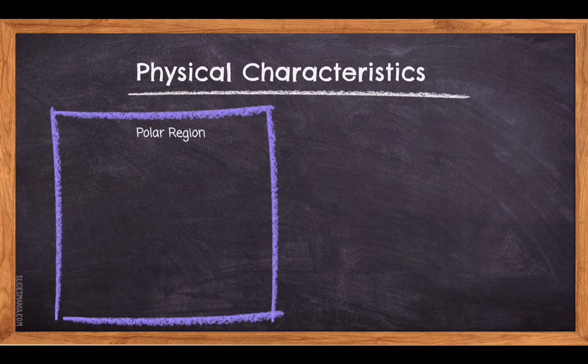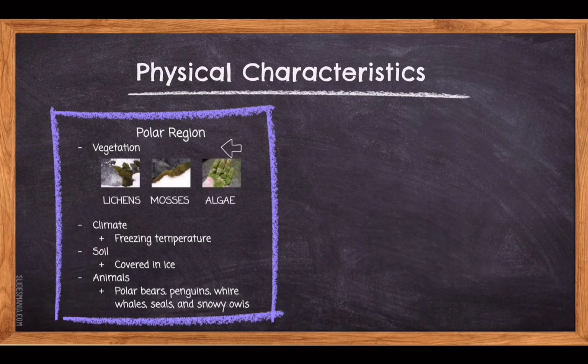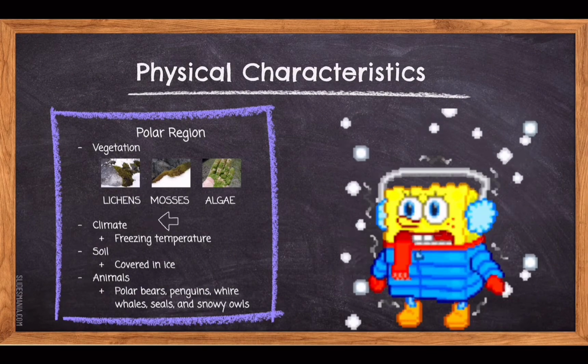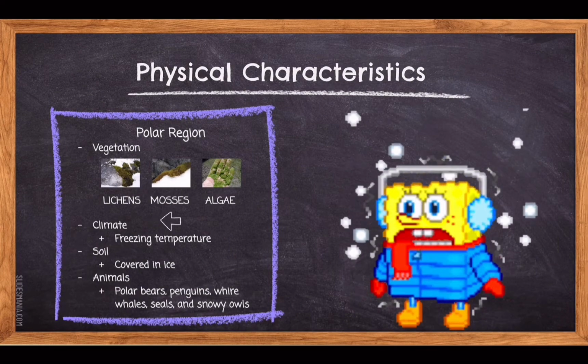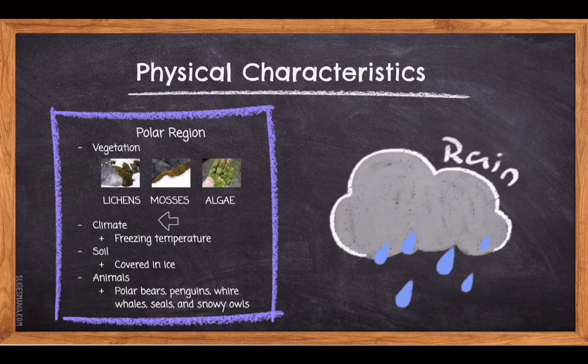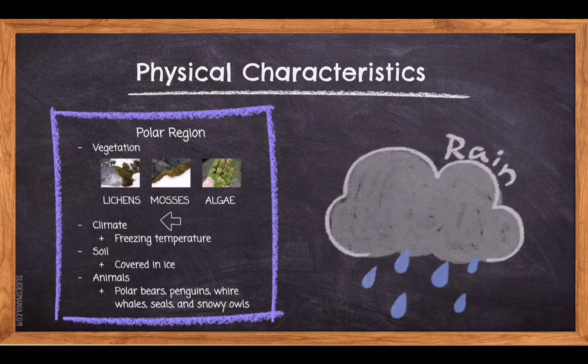And now let's get to the physical characteristics of the polar region. For vegetation, very few plant species can survive in extreme climates, with the exception of hundreds of species of lichens, mosses, and algae. For the climate, there is a long period of cold winter, with average temperatures mostly under freezing annually. About the precipitation, the amount is very little because the environment is extremely cold, so the air cannot hold much water vapor.